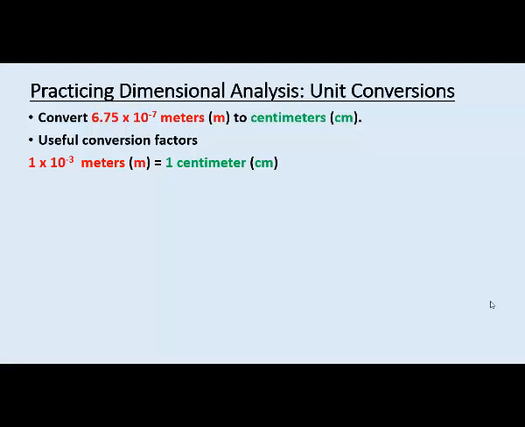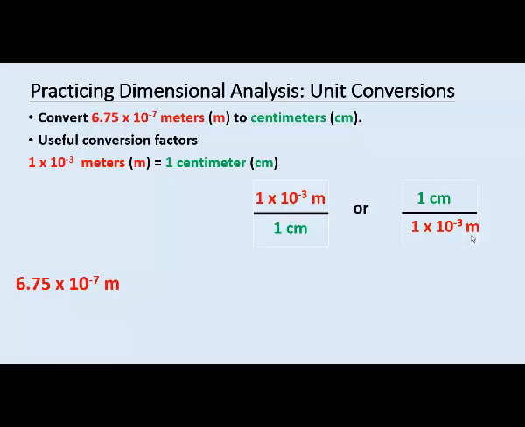There's two possible fractions I could write. I could write 1 times 10 to the negative 3rd meters over 1 centimeter, or I could write 1 centimeter over 1 times 10 to the negative 3rd meters. Now you should recognize you want to have in the numerator the units for your final answer. So I should be looking at the second fraction here. I want centimeters on the top. I want meters on the bottom to cancel out the meters in my initial number that I'm trying to convert.